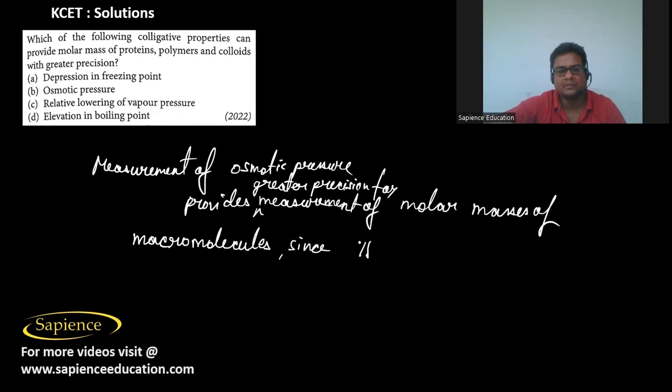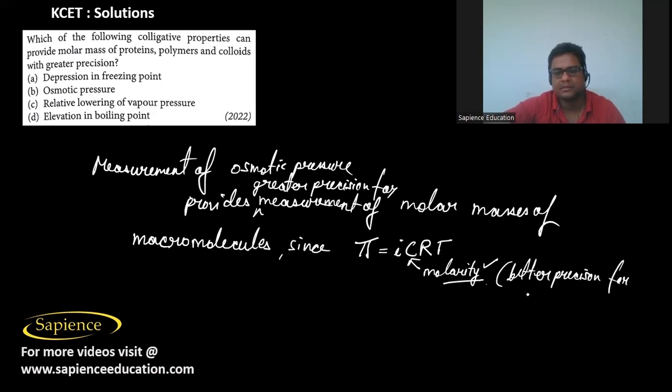Since we know that osmotic pressure depends on the molarity, which is equal to iCRT. So here C is the molarity of the solution. So molarity gives a better precision for the measurement of molar mass.